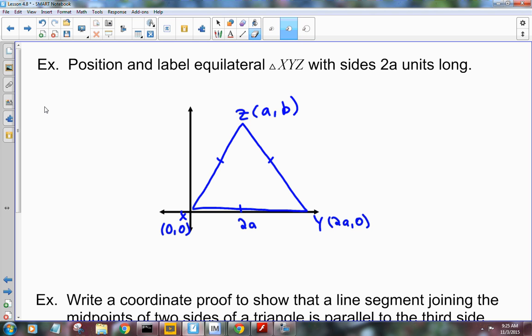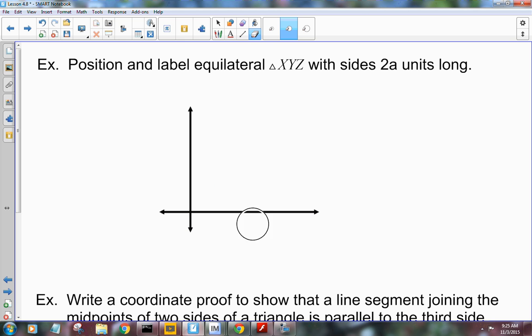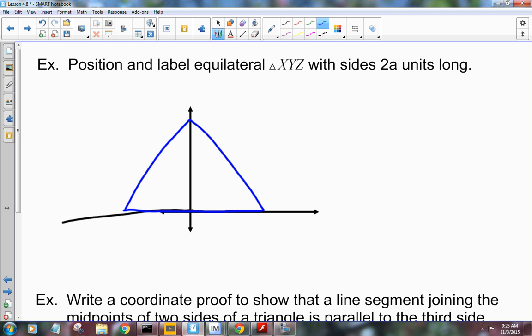Okay, now I'm going to redo it. You can just do yours over to the side if you want to. But I'm going to redo it so that I put it at the center at the origin. Okay? Alright, so this time I've got my isosceles triangle here. X, Y, Z. This is still 2A units long. Okay? Now, when I go to come up with my Y coordinate, how far am I going to go over? A units, it's half that base. So it would be A comma 0.